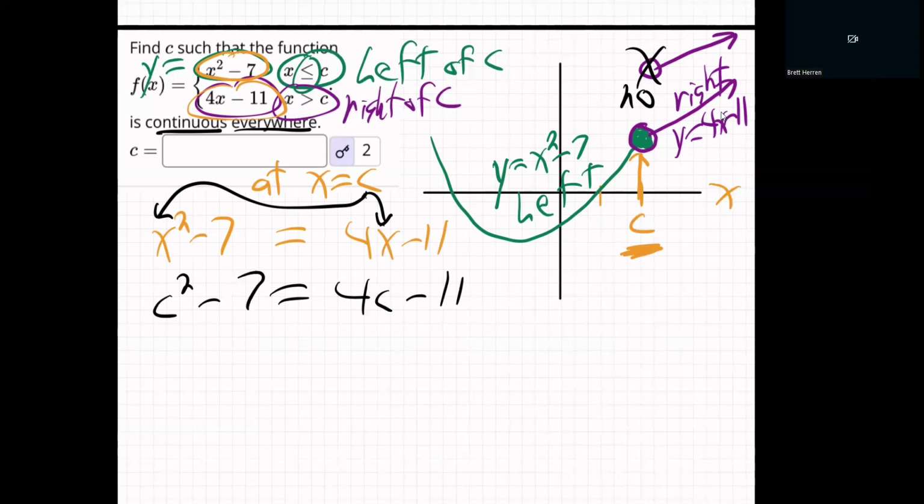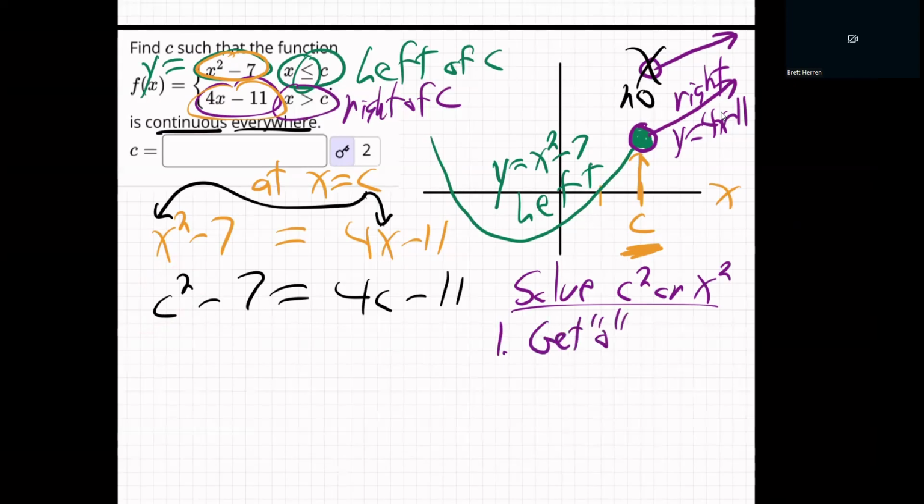So, okay. So we got to solve that equation for C. That's what we're looking for. So now, notice it's a C squared equation. It's not just C to the first power. So this is where you need to know. This will come up a lot in this course. How do you solve a C squared or X squared or any letter squared equation? Well, step one is you've got to get a zero on one side.